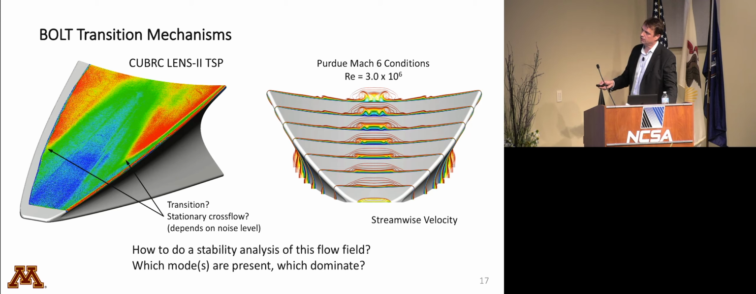So yes, we have this wind tunnel measurement, but it was done in a non-quiet wind tunnel. We don't really understand the mechanism. What is driving these two lobes of transition? Is it a facility effect or not? Is it a background noise effect? Is it this mechanism, or is it something else? The big question is, how do we do a stability analysis on this very complicated flow field? And which modes are present? We'd like to characterize our modes. We'd like to know what's going on.